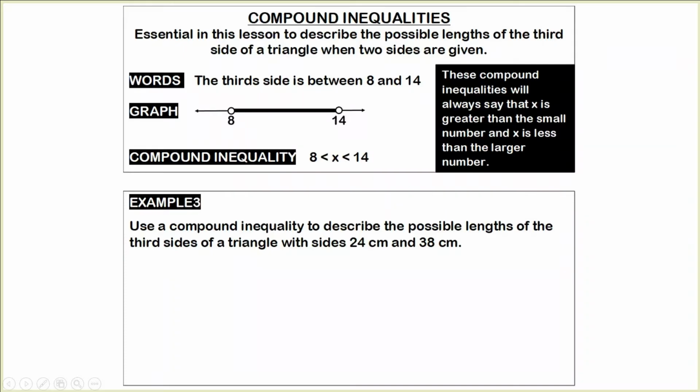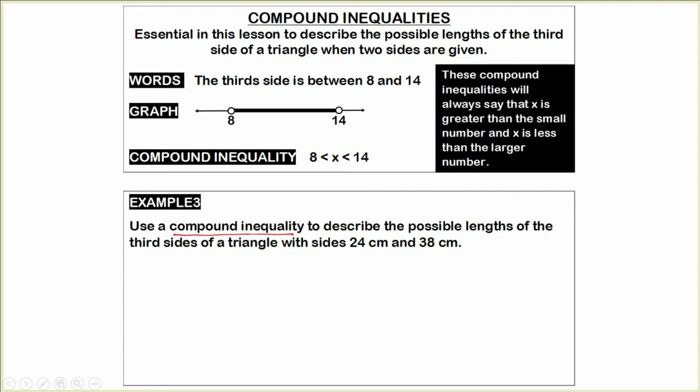In example 3, they want us to use a compound inequality to describe the possible lengths of the third side of a triangle whose sides are 24 and 38. So in this problem, one of the most difficult things that students struggle with is writing their answer as a compound inequality. A compound inequality is essential in this lesson because it's how you describe the possible lengths of that third side that can actually form a triangle.